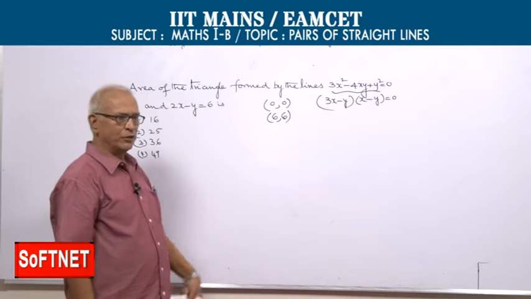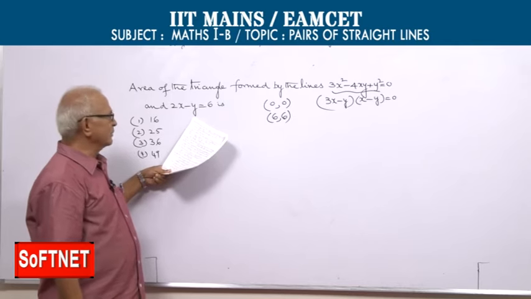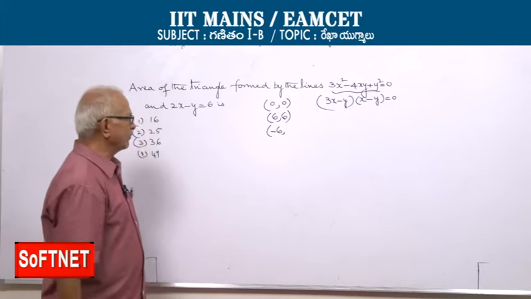And 3x minus y equal to 0, third side, that is y equal to 3x. When you put y equal to 3x, this is minus x equal to 6, x equal to minus 6, and y equal to 3x, minus 18.